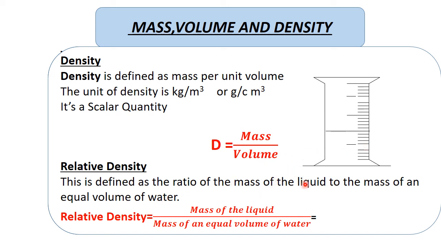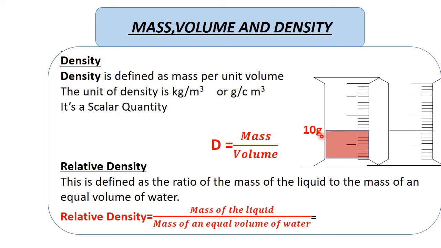If you have been given a liquid and you have been asked to find the relative density, what you do is you just pour your liquid into the measuring cylinder. Let's say this is our liquid. Actually, you don't have to record the volume, you record the mass. So you put your measuring cylinder on a scale so that you get the mass. Once you have the mass, let's say 10 grams, then you get another measuring cylinder.